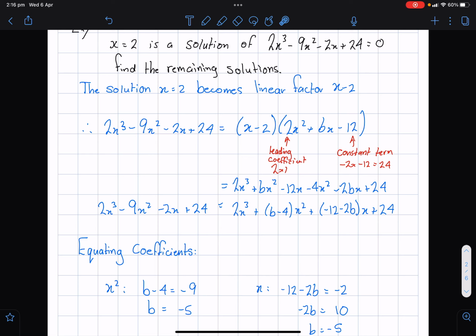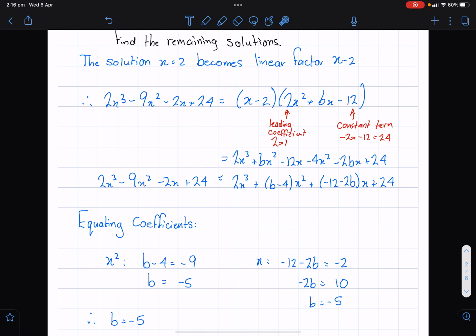Now, we found b, but it's also always good to do a little check. We're going to use equating coefficients on the x term just to check that b is negative 5. On the left-hand side, the coefficient for x is negative 2. On the right-hand side, it is negative 12 take 2b. So negative 12 take 2b equals negative 2. We add 12 to both sides, so negative 2b equals 10. Therefore, b equals negative 5. So that's our little check.